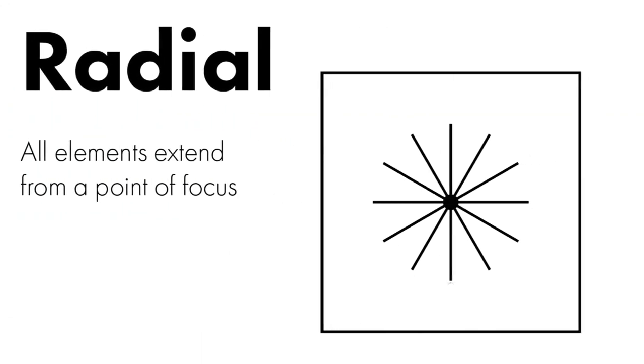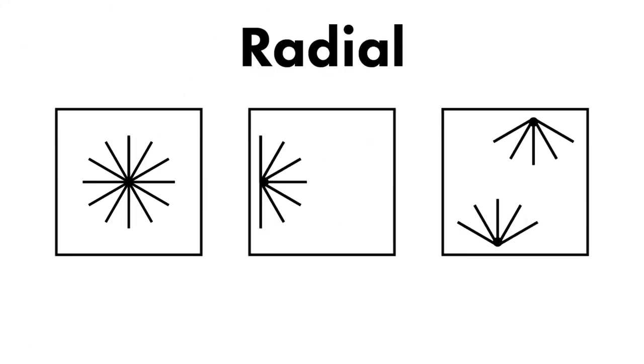Next, we have the radial typographic system. In this system, all of the elements extend from a single point of focus. Let's explore this a bit further. On the left-hand side, we can see a canvas in which the point of focus is a circle and all of the elements come out of it.